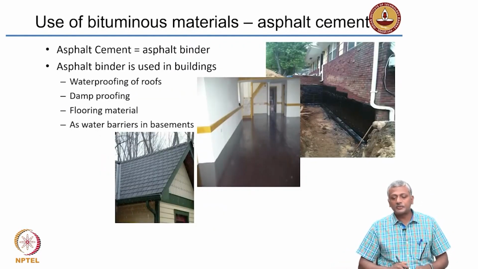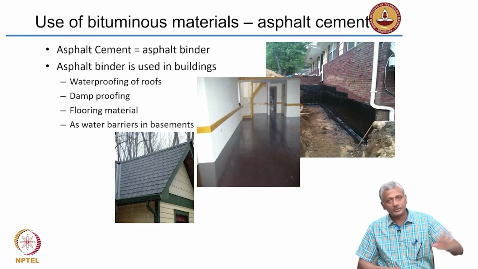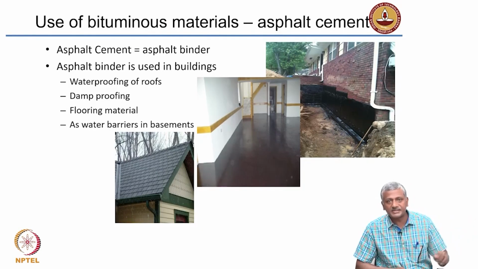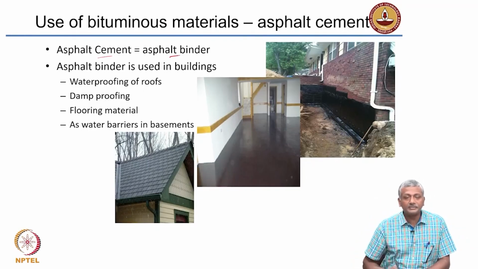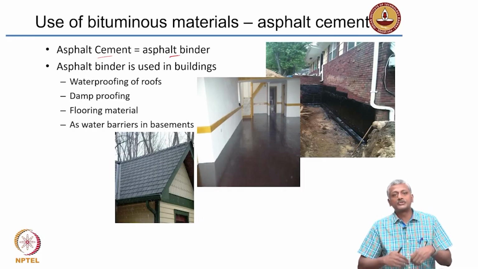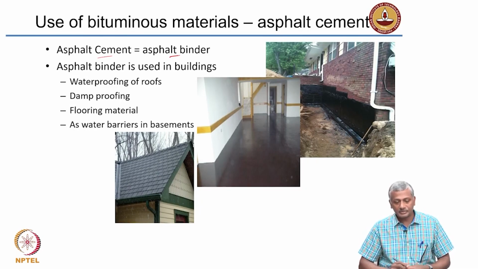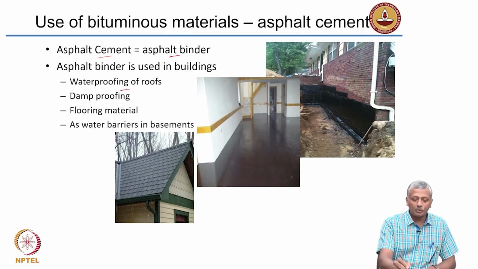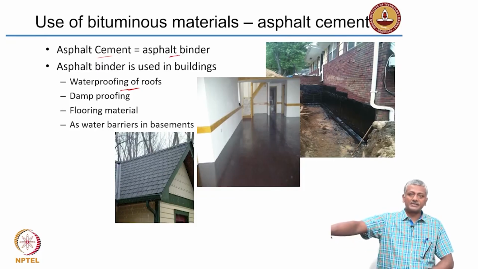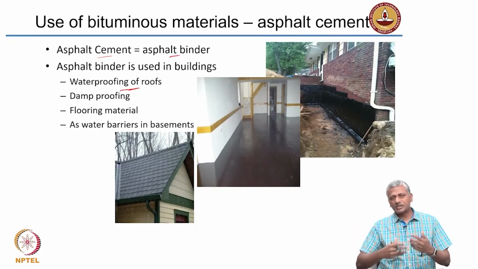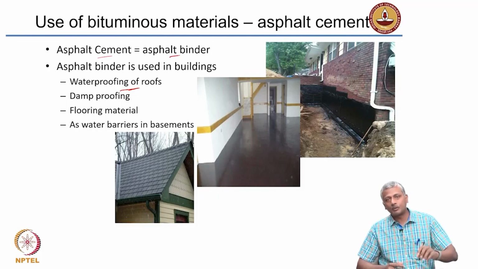Okay, so where are these bituminous materials used? Apart from, of course, roadway pavements, which we will talk about extensively, where else do we use it? Asphalt cement is nothing but asphalt binder, and this is something which is used significantly in buildings mainly for waterproofing purposes. Okay, where are we using it? Waterproofing of roofs. We put it as a surface layer on top of the roofs, usually mixed with other ingredients. We are not covering waterproofing materials here, but essentially it is used there.